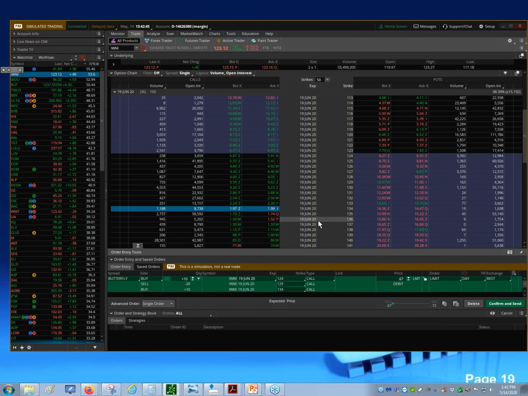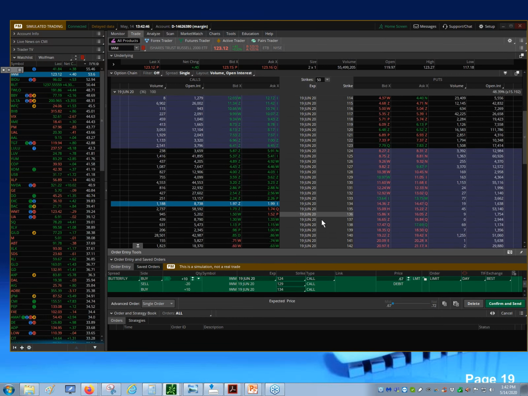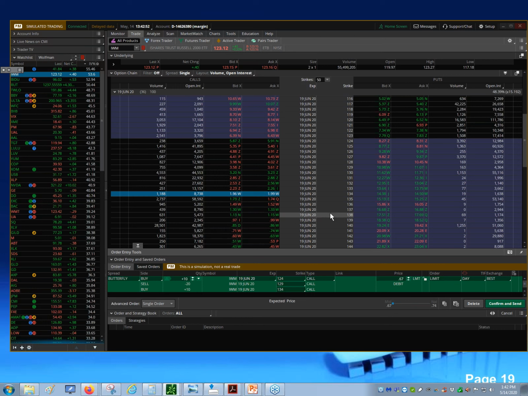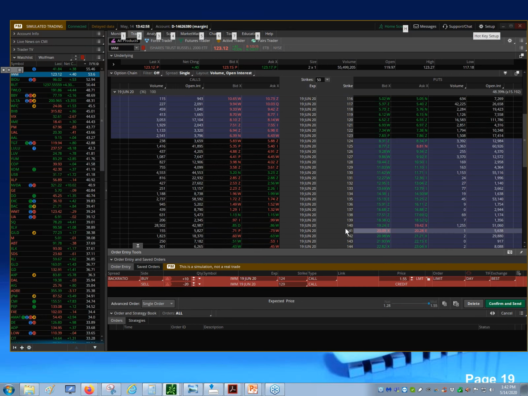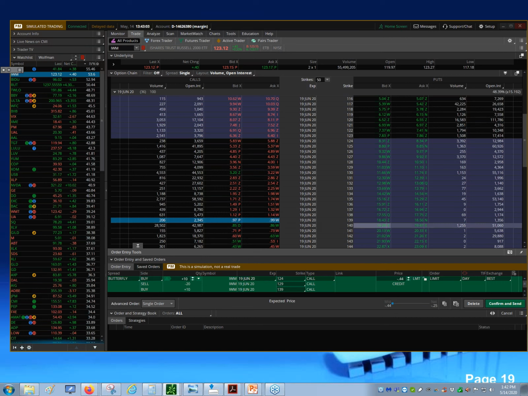Now, this is what I was talking about. Synthetically, if we want to do the broken wing butterfly, what we want to do is put an embedded short call spread in this. So I'm going to sell a call spread. So I sell the 134s, and then I go $5 higher, and I buy the 139s. Okay, so that's what I was talking about, an embedded spread. You can't see it, but it's embedded in there. So that short call spread that I just kind of legged into created a credit.